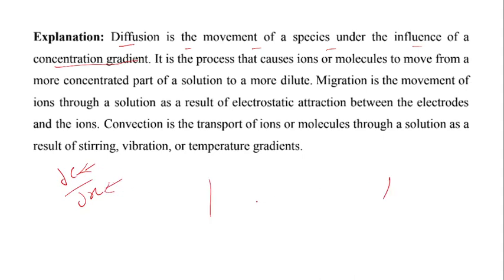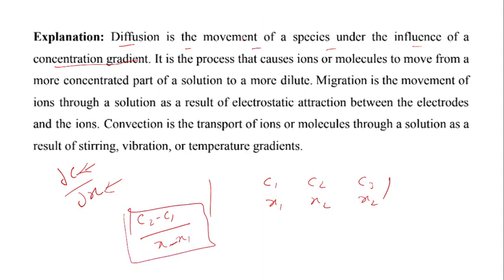Here to here, it is X1, X2, X3. Concentration is C1, C2, C3. Then what will be delta C upon delta X? You need to find the concentration difference, so it will be C2 minus C1. Then you need to find the distance, so it will be X2 minus X1. This is known as a concentration gradient.